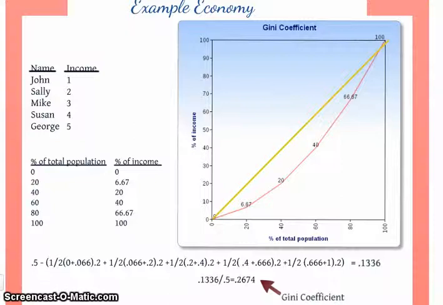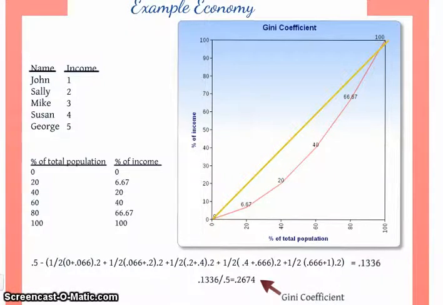Now let's take a look at an example economy. John has made $1, Sally $2, Mike $3, Susan $4, and George $5 for the year. I then made a graph with the percentage of total population on the x-axis and percentage of income on the y-axis.